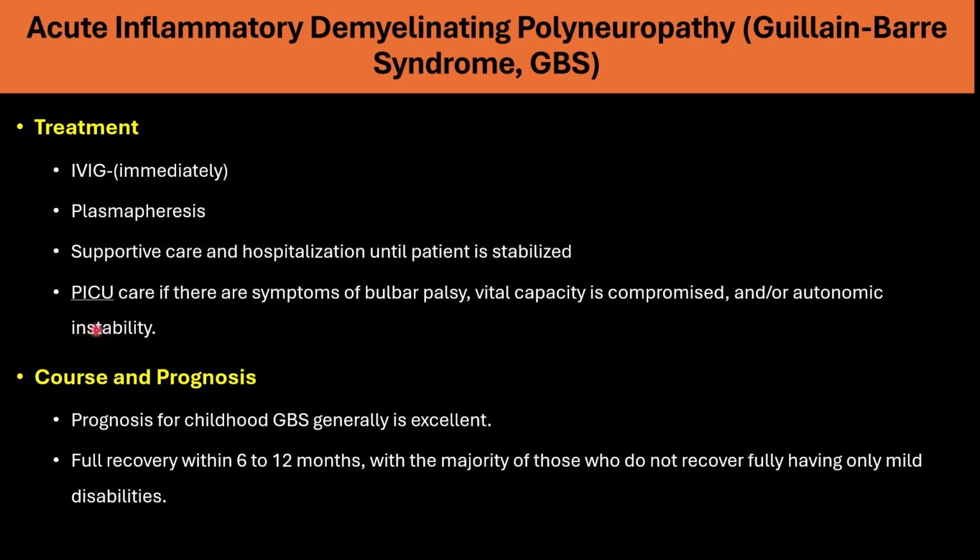They have to be admitted to advanced care or PICU if there are symptoms of cranial nerves, or vital capacity is compromised. This means that the disease is affecting the respiratory muscles and or autonomic instability. Course and the prognosis for children is excellent. So the prognosis of this disease in pediatrics is excellent, with recovery within 6 to 12 months, with the majority of those who do not recover fully having only mild disabilities.